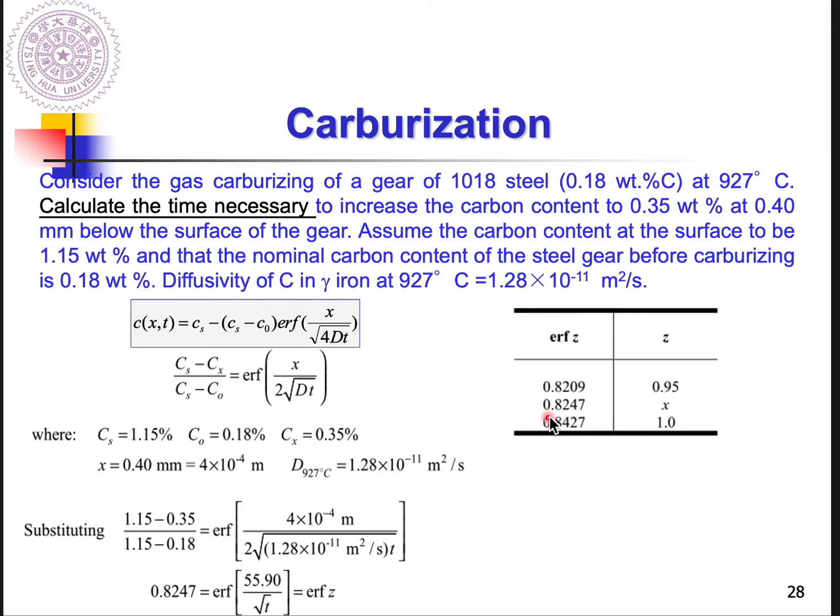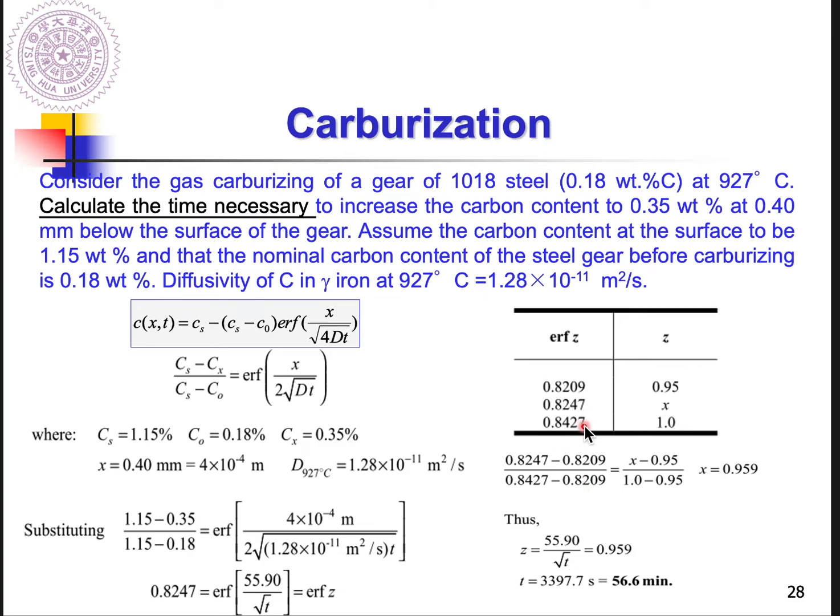So with 0.8247 and the unknown x, you can use this minus this one over this minus this one, equal to this minus this one over this minus this one. So you get x. After calculation, it will take about 55.6 minutes.